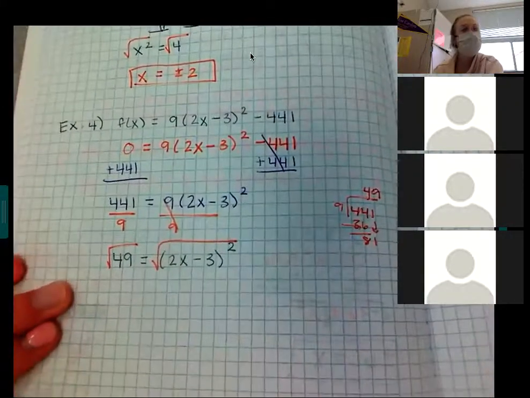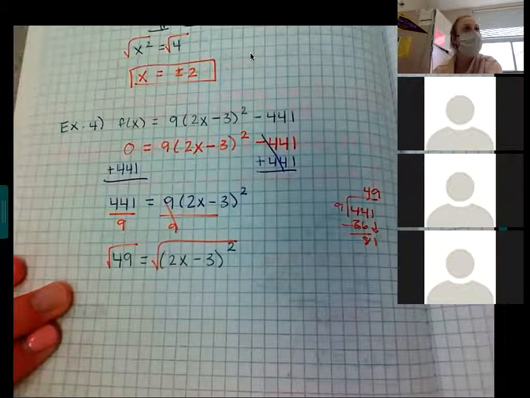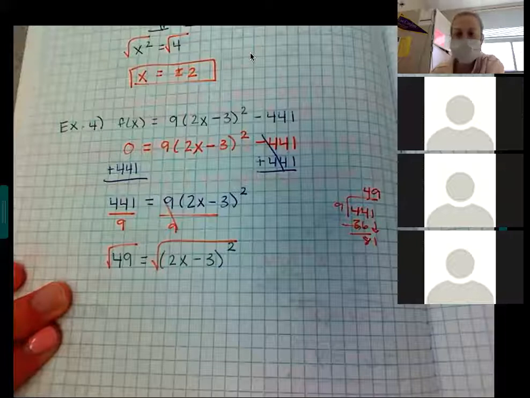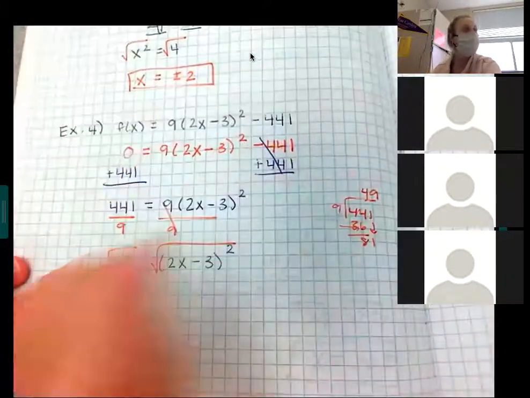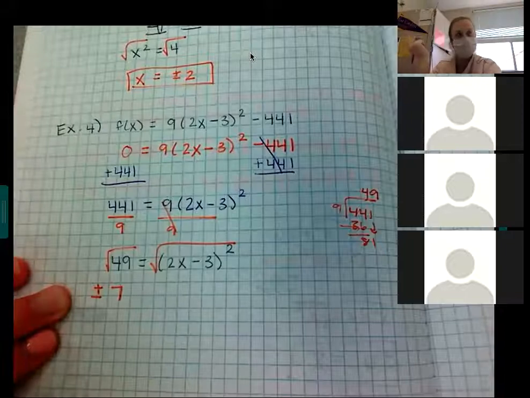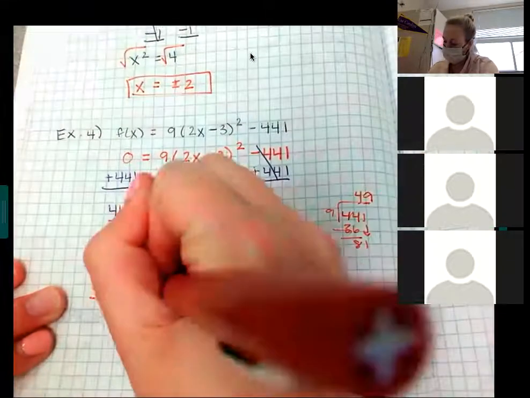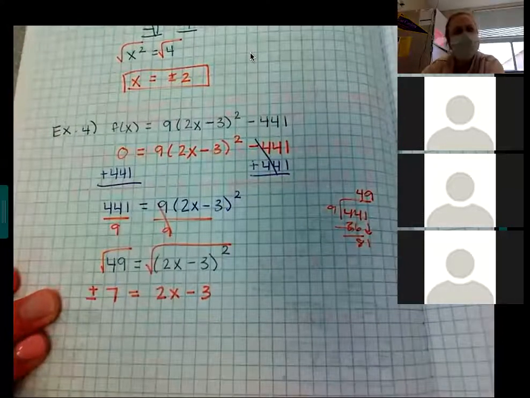What's the square root of 49? Wrong. Somebody help them out. Positive negative 7. There we go. Plus or minus 7. If you put just 7, it's wrong. You have to put plus or minus. Equals 2x minus 3.